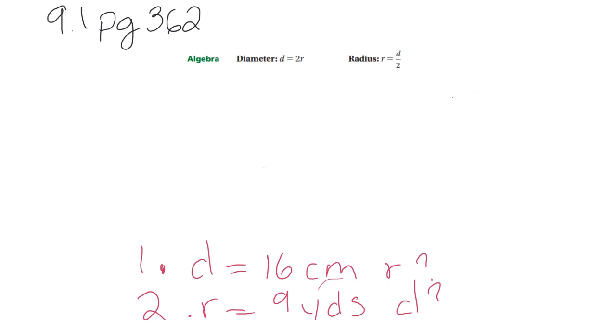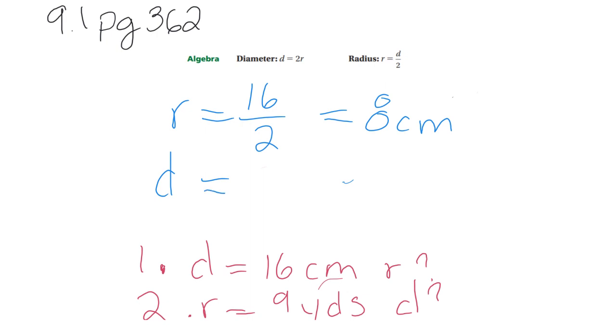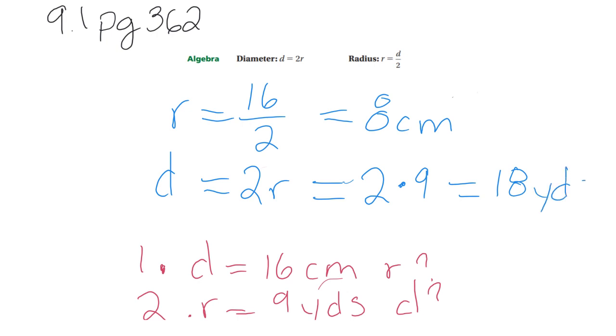Okay, so for the answers for these, number 1, you're looking for your radius. So radius equals 16 over 2, so we would have 8 centimeters for number 1. And for 2, we're looking for diameter, which is 2 times the radius. In this case, that is 2 times 9, which would have given us 18 yards. All right, so moving on to the next example.